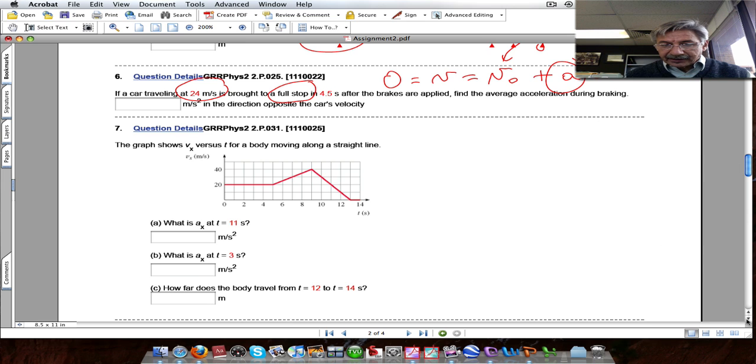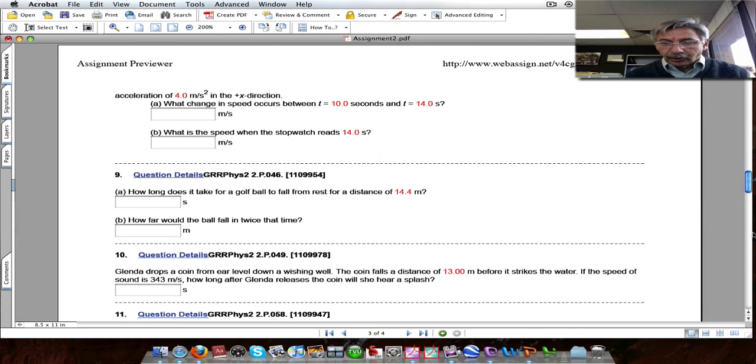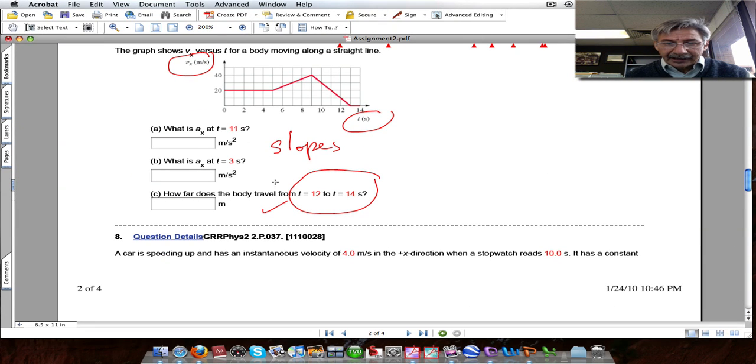In number 7, you have again a graph of velocity versus time. So the distance you can find between the area between those two times, and the acceleration, these are just the slope, because when you have velocity versus time, the slope is the acceleration.